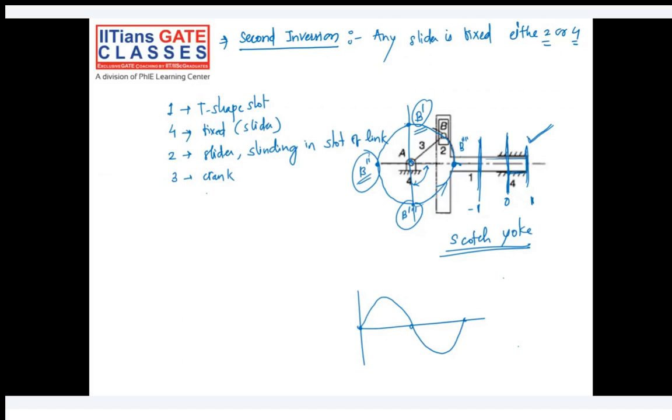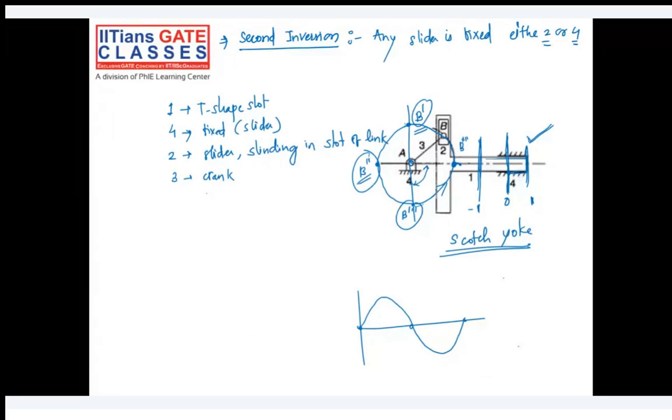So in this case, in double slider crank mechanism, how many inversions will be there? Like in single slider crank mechanism, there were four. Here we have three. Why? The second inversion is the same. Either you fix link number 4 or link number 2, you'll end up with the same inversion. So ultimately, the total number of inversions will be 3. So the third inversion is where the link 3 itself is fixed.